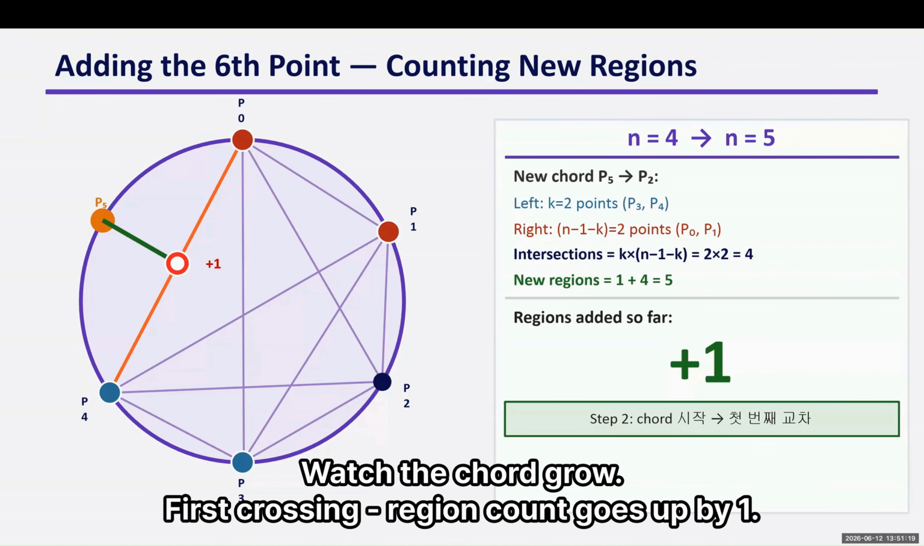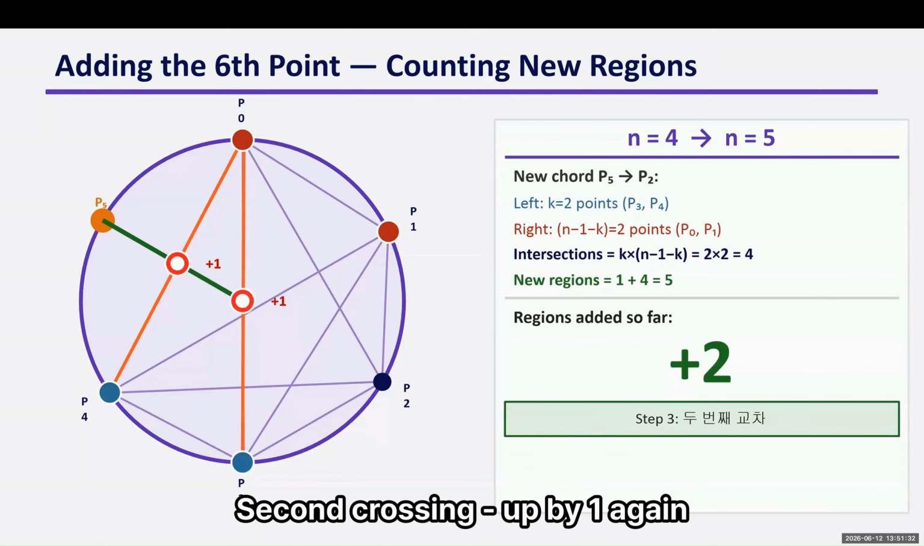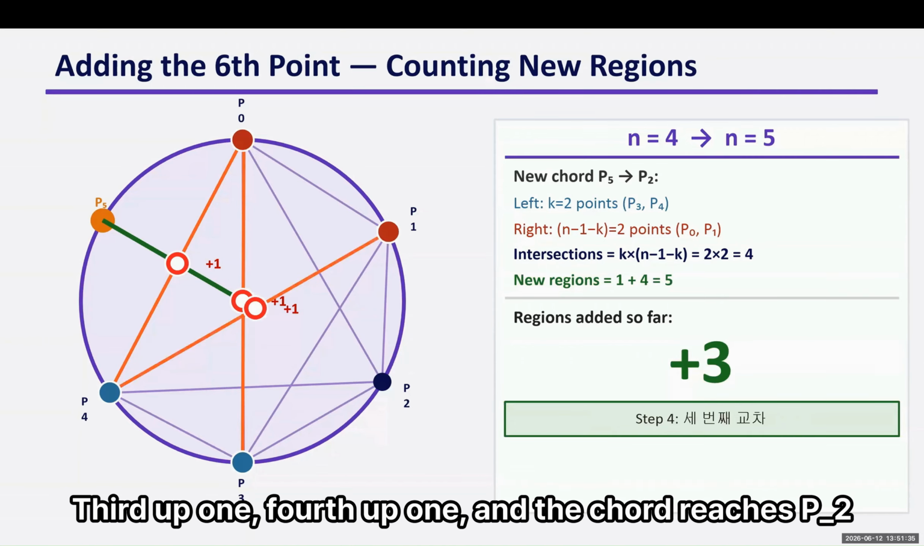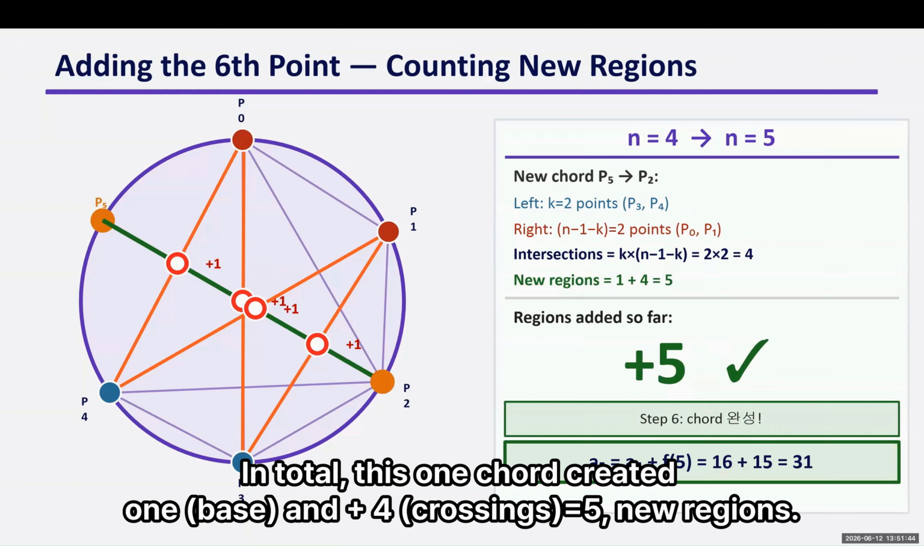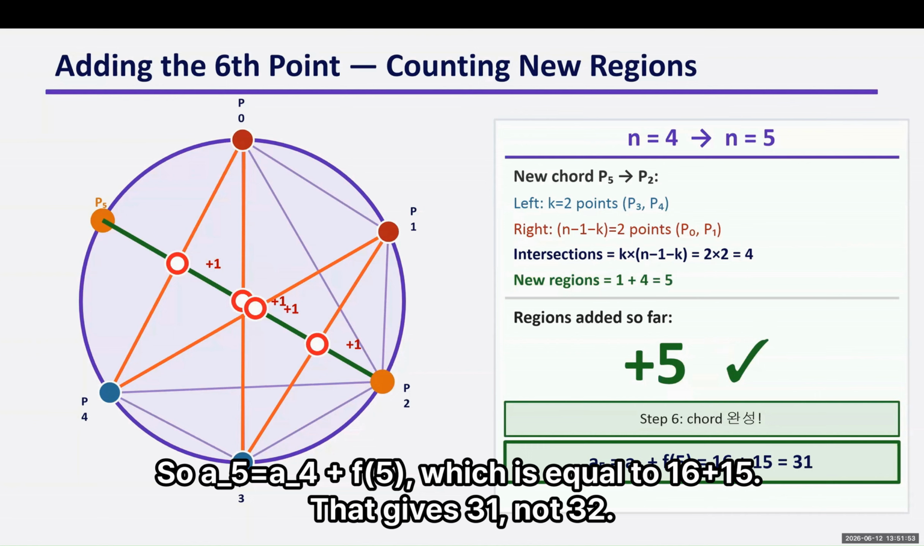Watch the chord grow. First crossing, region count goes up by 1. And second crossing, up by 1 again. Third, up 1. Fourth, up 1. And the chord reaches P2. In total, this one chord created 1 base plus 4 crossings, which is equal to 5 new regions. So A sub 5 is equal to A sub 4 plus F5, which is equal to 16 plus 15. That gives 31, not 32.